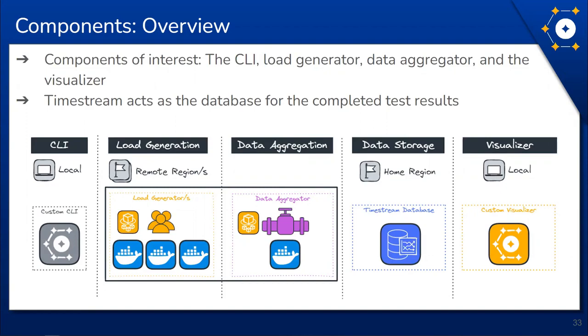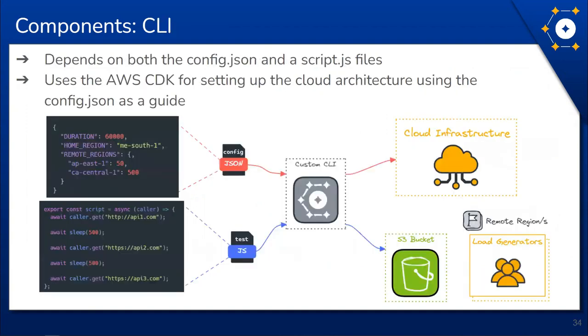Every test will start with some sort of user input, so we'll start by taking a look at the CLI. Interacting with the Constellation framework requires the locally installed CLI application and two user-generated files: the configuration file and the test script file. More specifically, the configuration file is used to determine the number of VUs and the number of regions the infrastructure needs to accommodate.